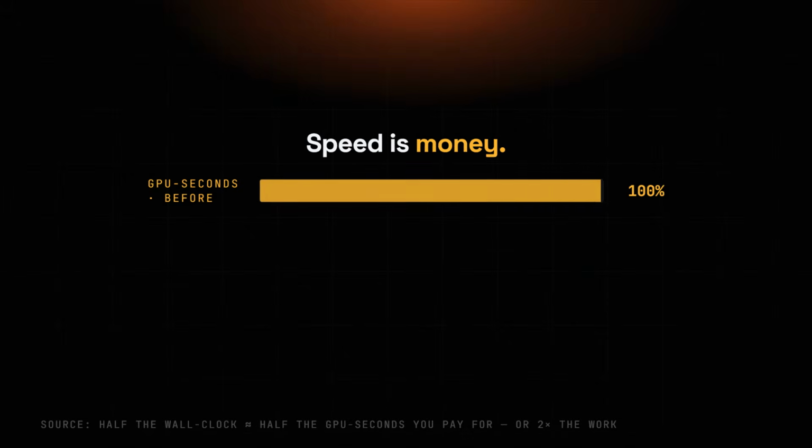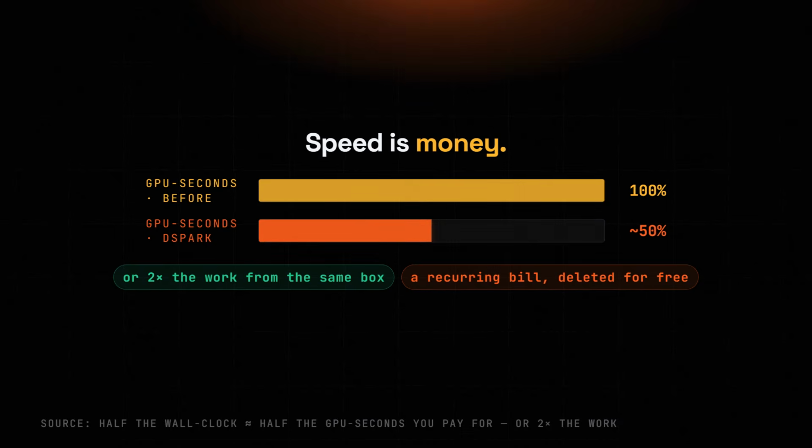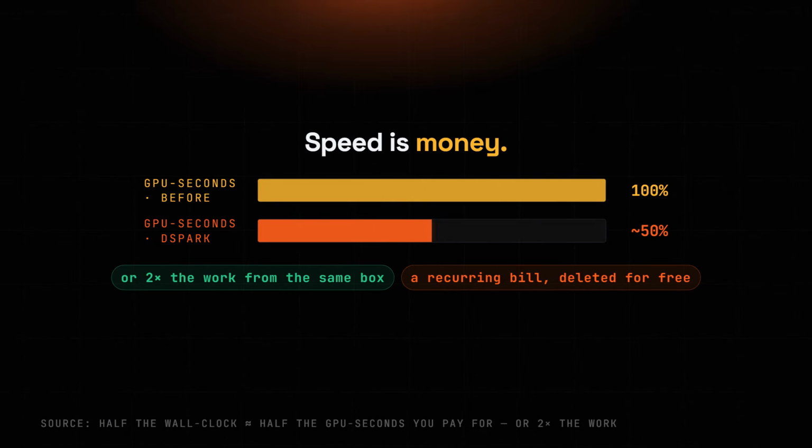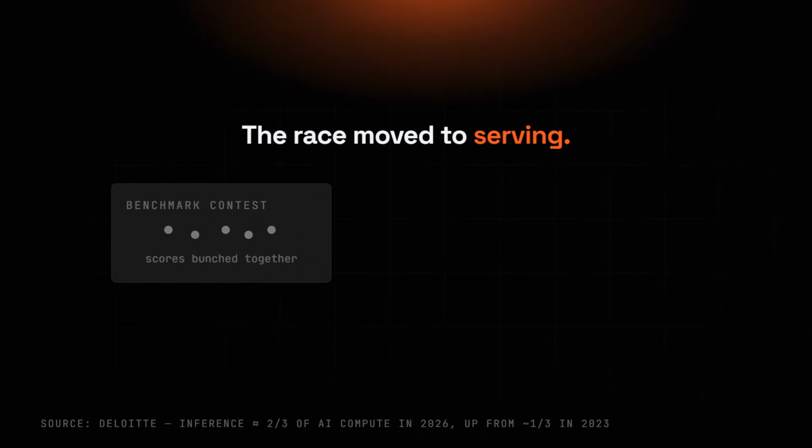And speed here is money. Roughly half the wall clock time per task means about half the GPU seconds you actually pay for, or twice the work out of the same rented box. For a team running agents all day long, that is a real recurring line on the cloud bill, deleted for free. And step back, because this reframes the whole race.